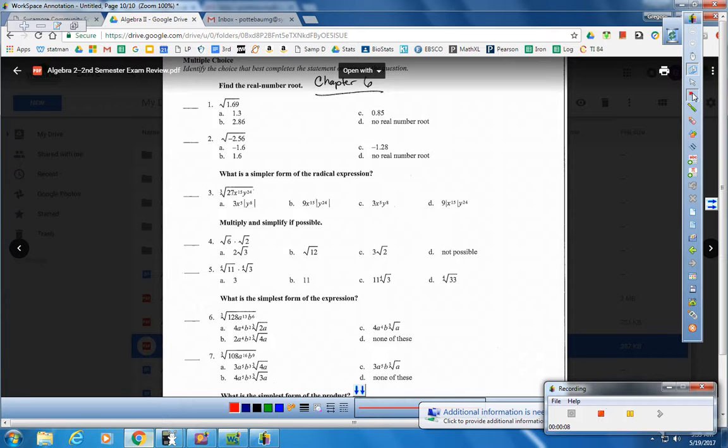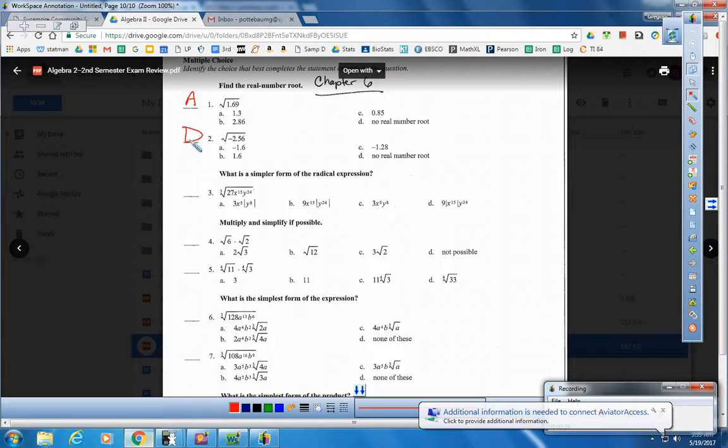Real simple, plug that in your calculator. The square root of 1.69 is A, that's 1.3. For number 2, the square root of a negative number, if you try to put that in the calculator, you cannot find the square root of a negative number. That answer is D. There is no real solution.